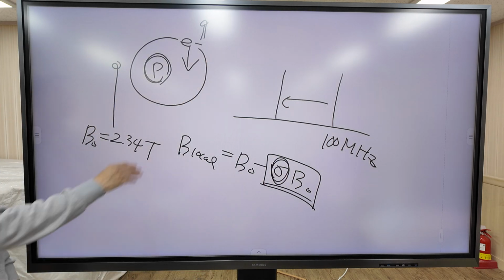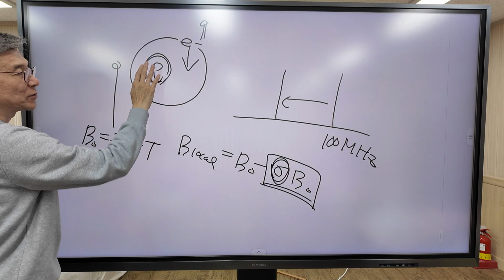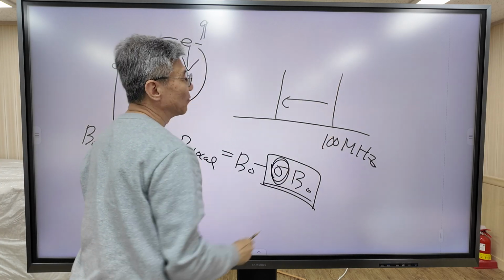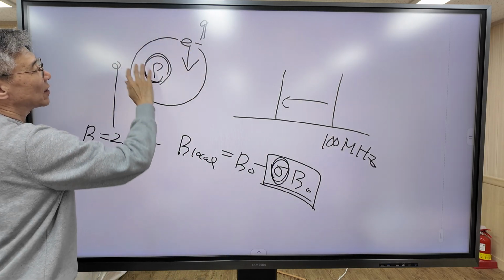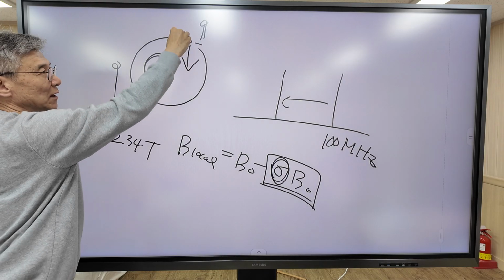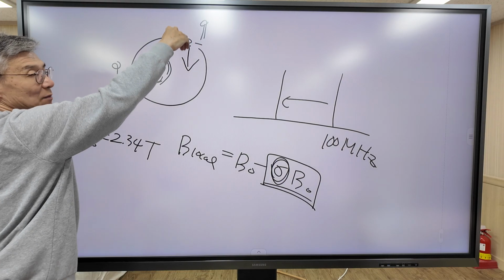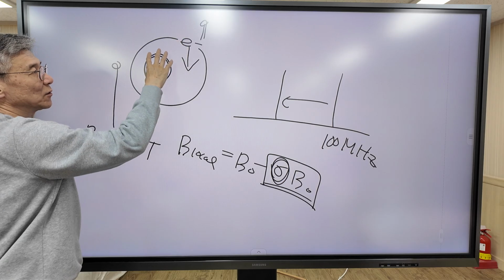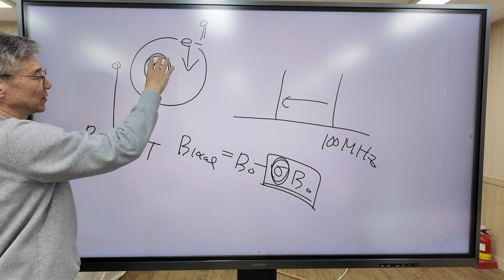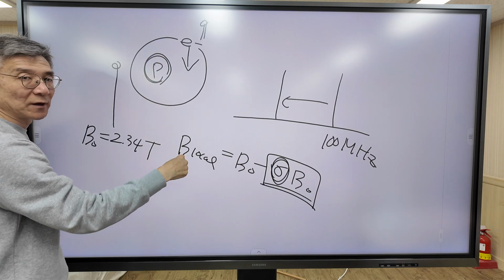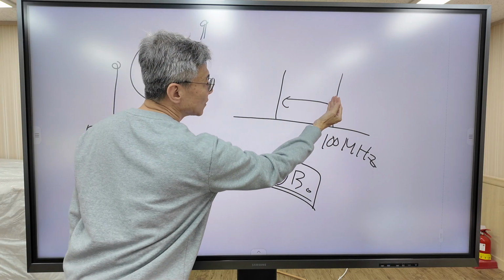Understand? Without electrons, the absorption peak appears at exactly 100 megahertz. But actually, electrons surround the proton. Electrons generate a magnetic field which opposes the external magnetic field. So the proton does not fully experience the external magnetic field. It feels a reduced local field. So the transition frequency is lowered.